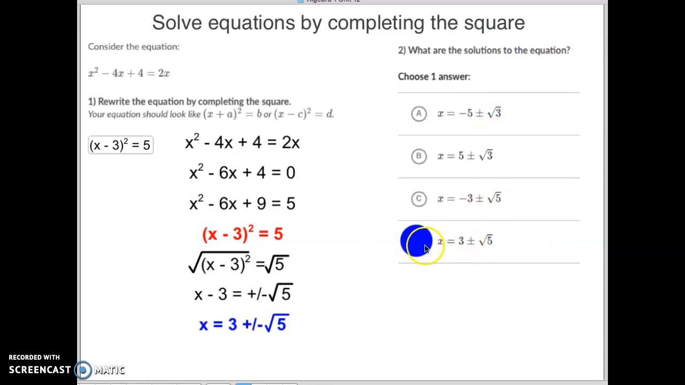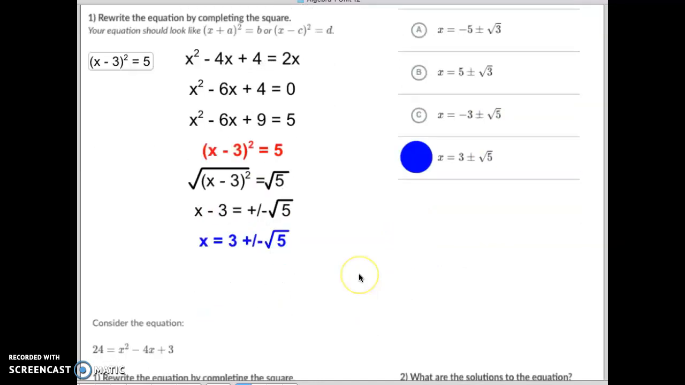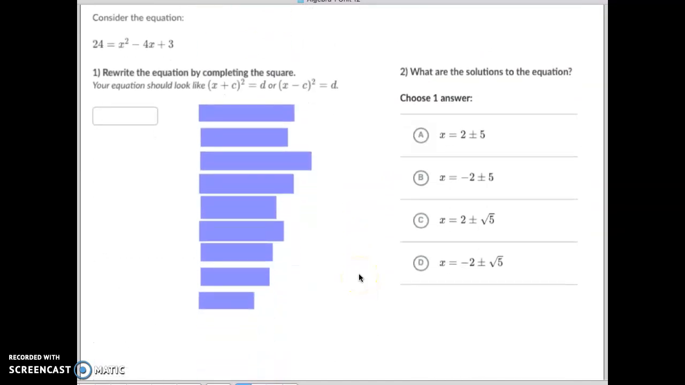All right, so that's our answer right there. Let's do one more. This probably seemed confusing for some, so let's do another one here.